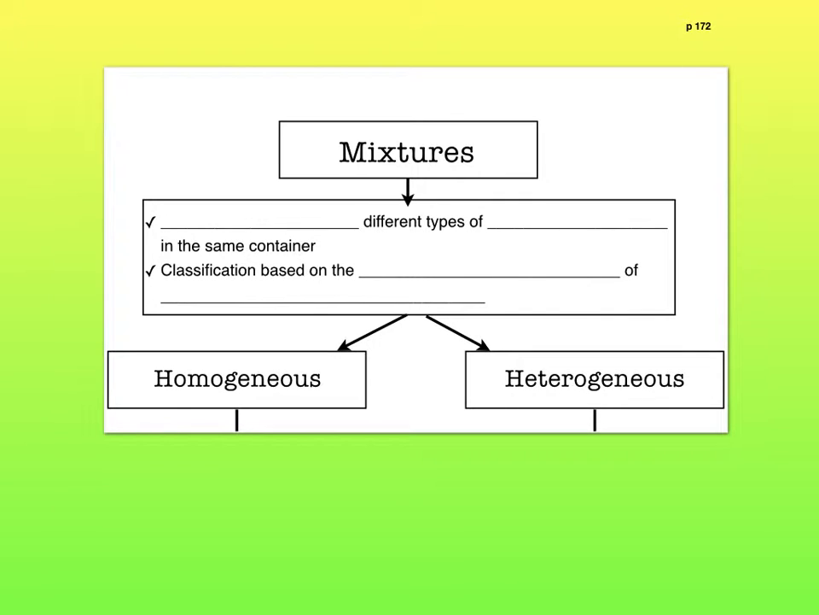Okay. Note page 172 from the solutions unit, taking a look at mixtures and their classifications. So a mixture contains many different types of molecules. And the way that we classify mixtures is based on the distribution of those different types of molecules within the sample. So two major categories. We could have a homogeneous mixture or a heterogeneous mixture.